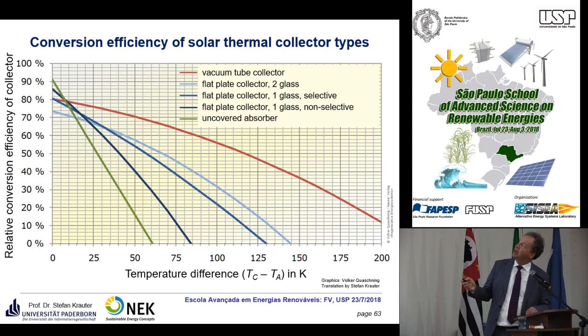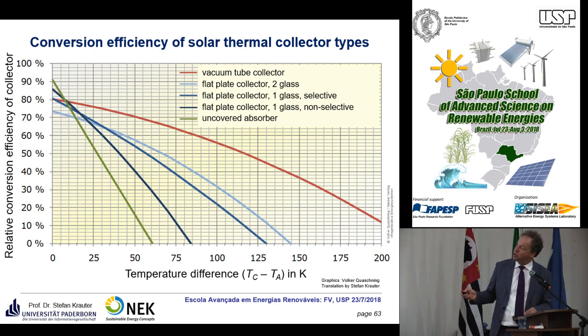So we have here, this dark line is the flat plate collector, with one cover glass only, non-selective. I'll explain selective and non-selective a bit later. Then we have the one with two glasses, which is already significantly better, but you see the difference here. Because you have two glasses, you have double the reflections. And so here, for a small temperature difference, the efficiency is not really good.